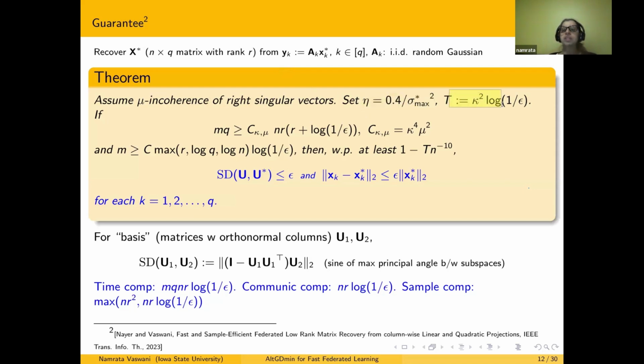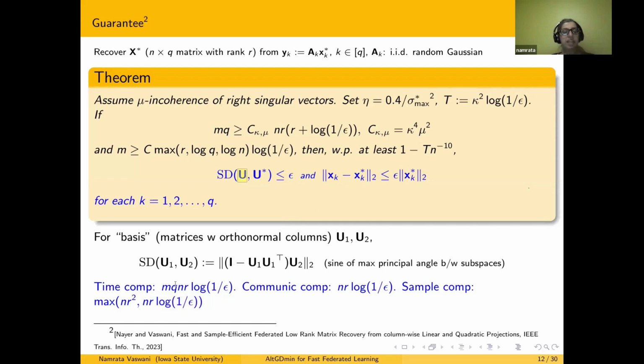You use a total number of iterations that grows logarithmically with 1 over epsilon. My sample complexity is essentially the larger of n r squared and n r log(1/epsilon). So for the initialization step, I need n r squared samples, and for the iterations, I need only order n r samples. Then with high probability, I can argue that each column is recovered to epsilon accuracy, and the subspace distance between U star, the column span of X star, and U, the column span of the estimated matrix, is also bounded by epsilon.